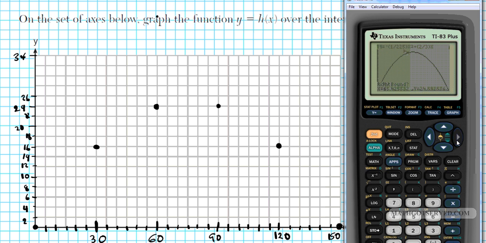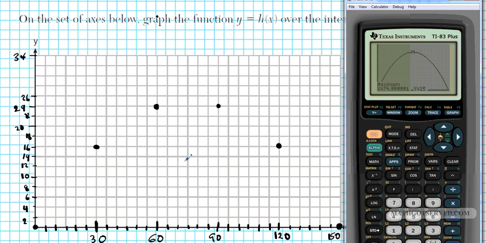Right bound, you scroll your cursor to the right of the maximum, press enter, enter, voila. So your maximum is at, when x is 74.999, that's basically 75. Y is 25, that's your maximum, okay?